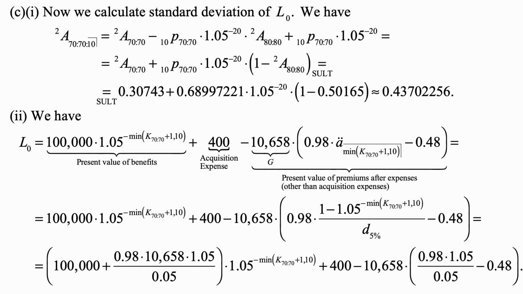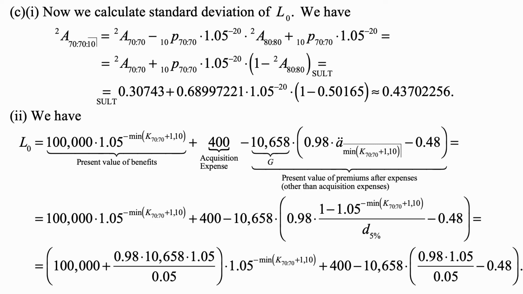Times 2A 80 colon angle 80. Now if you subtract these two first things that I posted here, what you're going to get is term insurance. And you also need to add the payment at time 10 if this joint life status survives to get the endowment that we have. So that's why we're adding 10p 70 colon 70 times 1.05 to the negative 20th, and that's negative 20, not negative 10, because of the doubling of the force of interest.